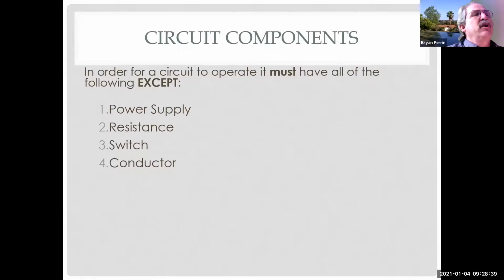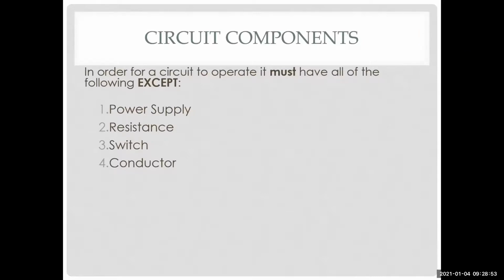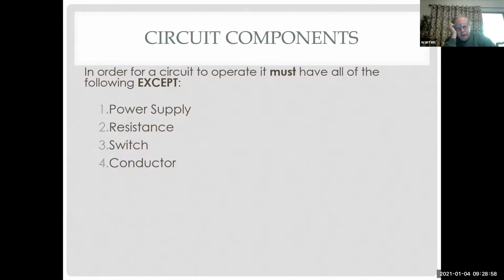In order for a circuit to operate, it must have all the following except: power supply, switch, resistance, conductor. The switch is the only thing I don't have to have, right? I could build a circuit that will operate without a switch. It won't operate without a power supply. It won't operate without resistance because I'm just going to melt all the wires. And it won't operate without a conductor because I have no way of getting the power supply to the load, which is my resistance.